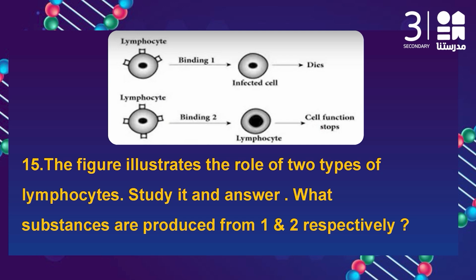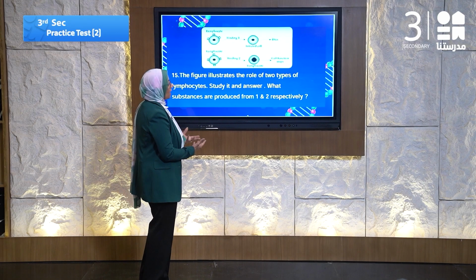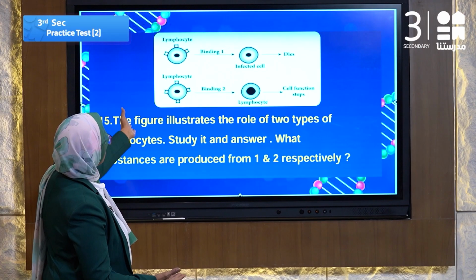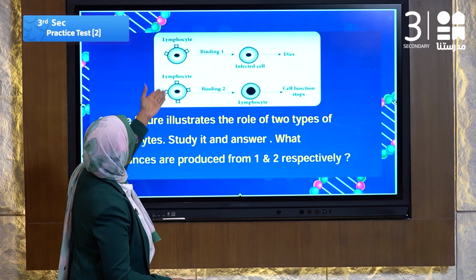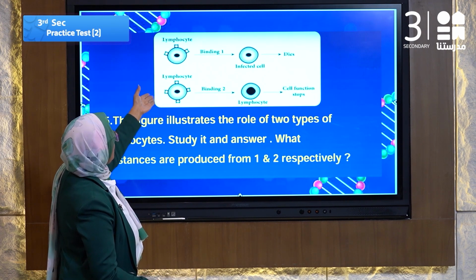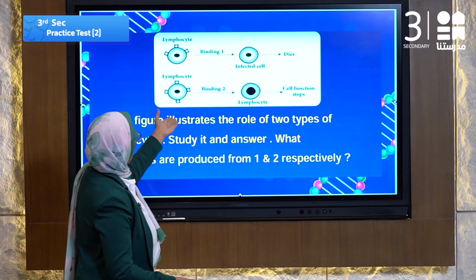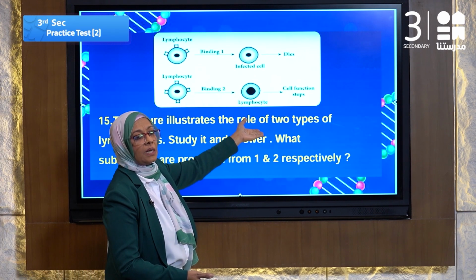Now we will study the figure. Studying the figure is very important in answering the question. You must study the figure to make a decision about the answer. Let's see this figure, lymphocytes. There are 2 lymphocytes. Lymphocyte 1 binds an infected cell. Lymphocyte 2 binds, and the cell function stops.